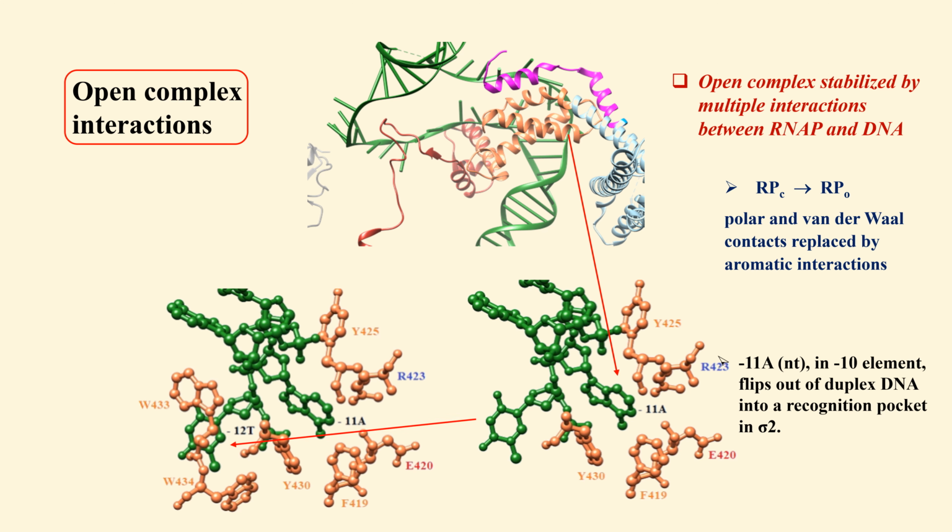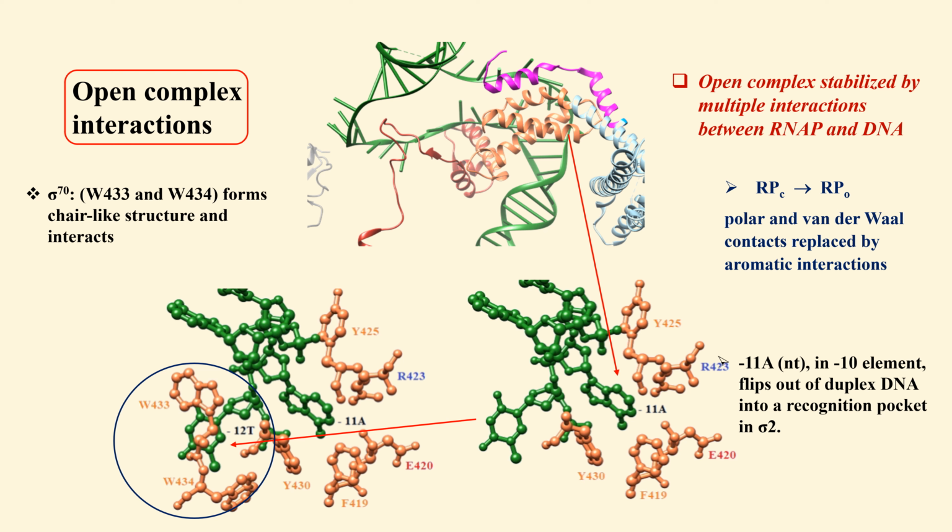So, a thymine base at the -12 position in the non-template strand is still base paired, but no longer stacked with the -11 adenine. However, a tryptophan dyad, which is aromatic, forms a chair-like structure to interact with the -12 T. The first tryptophan of the dyad forms a pi stack with the face of -12 T.